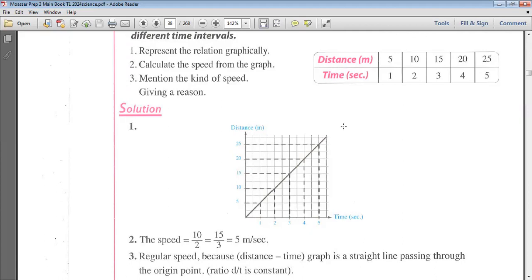Now let's get the ratio between the distance and the time. The ratio between the distance and the time equals 5, here 5, here 5, and here 5. So the ratio between the distance and time is constant. When is the ratio between the distance and time constant? When the body moves with a regular speed.